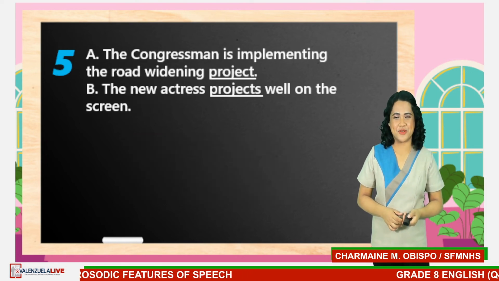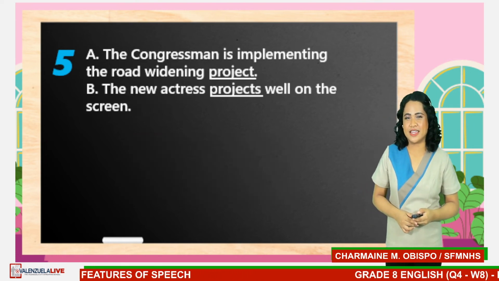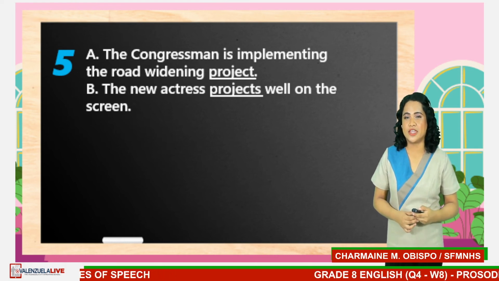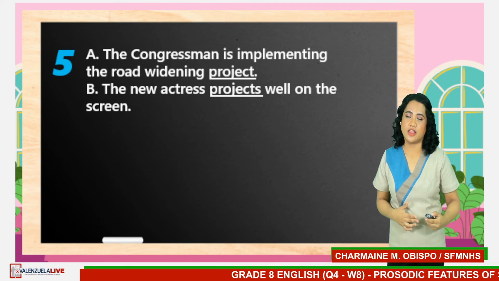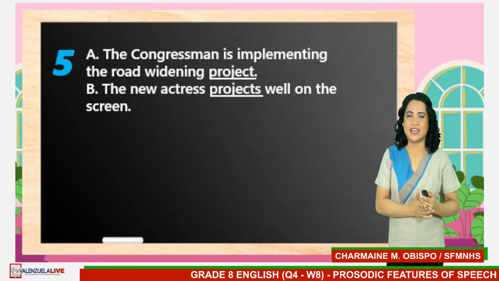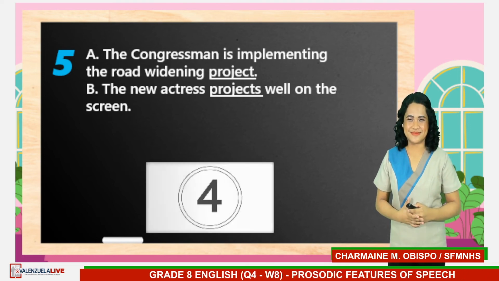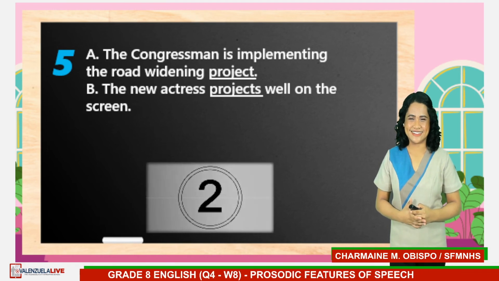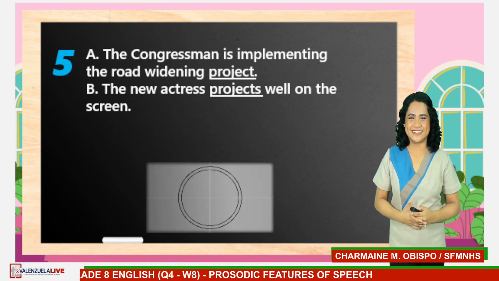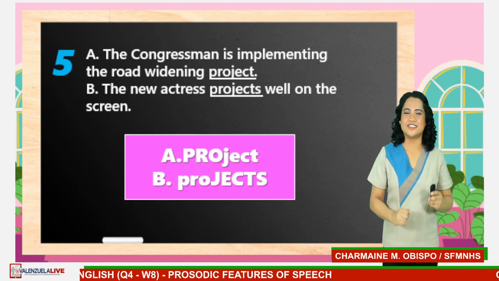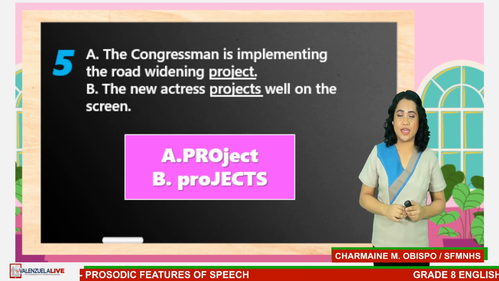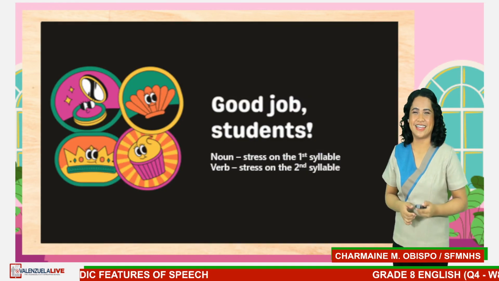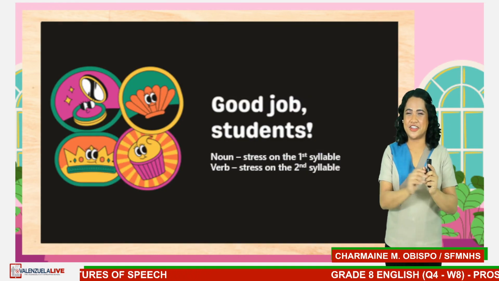And that's number five. A. The congressman is implementing the road widening project. B. The new actress projects well on the screen. You have 5 seconds to type your answer. And the correct answer in A is PROject. And in B, it's proJECTS. Good job, students. You did great.